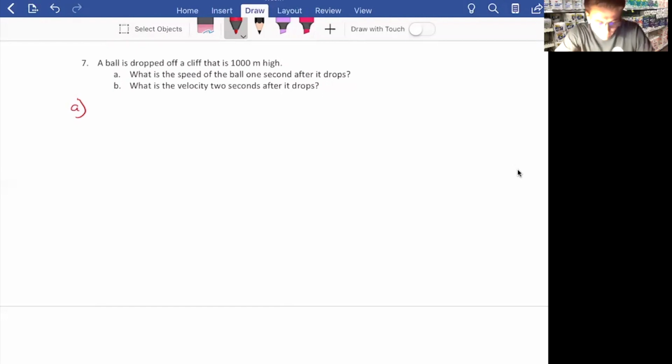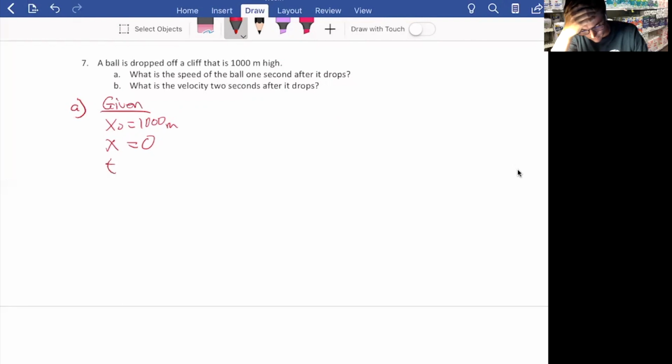Okay, so what do we know? What was given to us? It's dropped off a cliff that is 1,000 meters high. So let's say that x initial equals 1,000 meters. X final equals 0. And then what else do we know? Well, we know the time is 1 second.